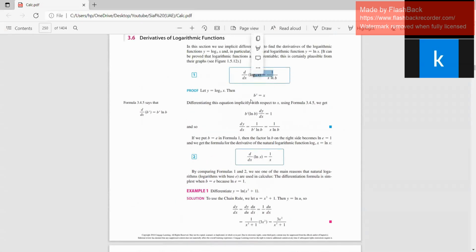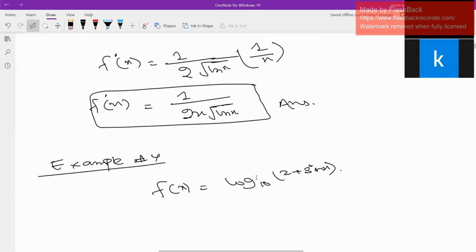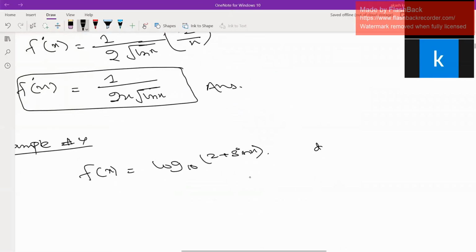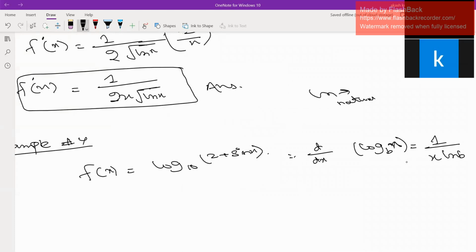Can we apply this rule? Because we have a logarithmic function. So d over dx of log base b of x is 1/x ln b. Dy by dx of log base b of x is 1/x ln b. Ln is natural log, and ln b is the natural log of b, where b is the base. Okay, and the base b can be 10.